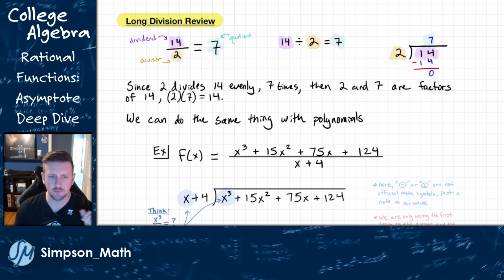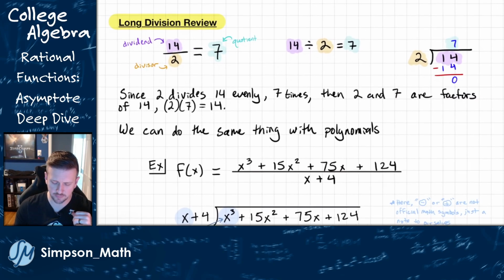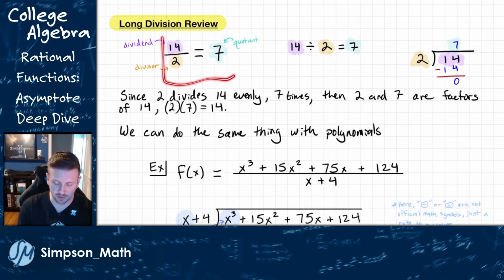Right, let's talk about long division here. So reviewing long division, I'm going to look first back at what we did in elementary school, dividing numbers. I have 14 divided by 2 is 7. From vocabulary, that 14, the numerator, is the dividend, this denominator here is the divisor, and the answer of division is the quotient. I could also write it this way as well, 14 divided by 2 is 7.